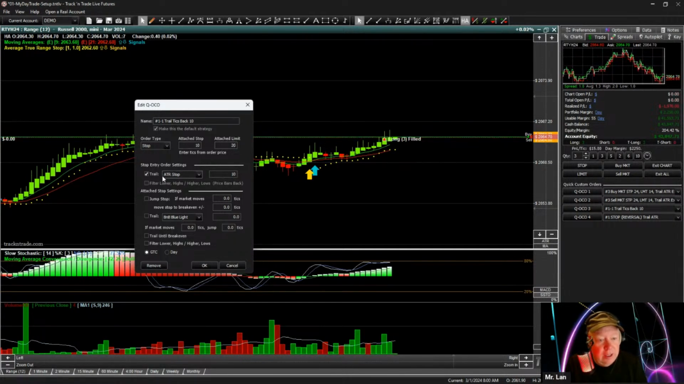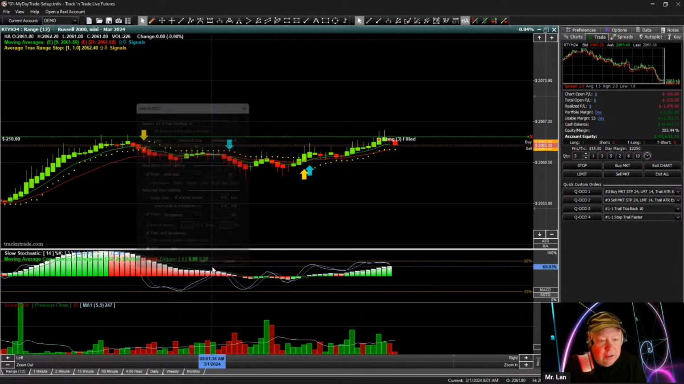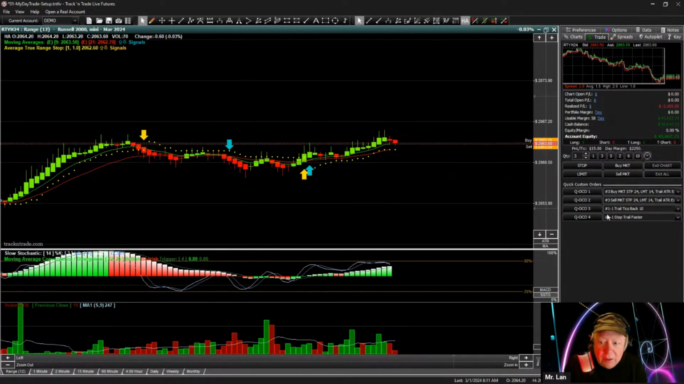Okay, we'll do that. And then we're going to trail the ATR for entry, but we're not going to jump stop it. We're just going to trail the stop ticks behind, and we're going to put it 10. And then we're going to say trail till break even. How's that sound, guys? Oh, I'm not paying attention.